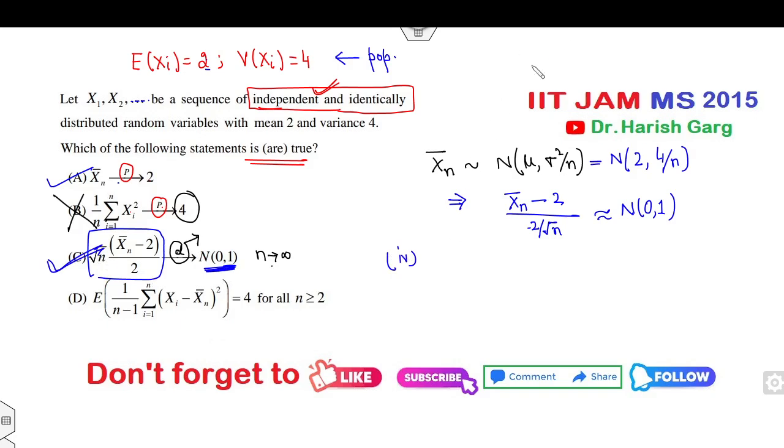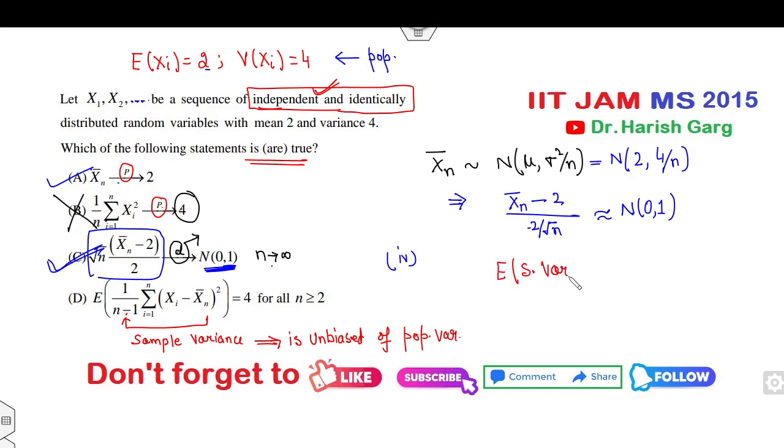Look at the last case. What is given to you in this inside part? This is divided by n minus 1, that's the degrees of freedom. So this is my sample variance. And we all know the sample variance is an unbiased estimator of the population variance. So that means the expected value of the sample variance is equal to the variance of the population, and the variance of the population is 4. Yes, this option is also correct. A, C, D are the correct answers of this problem.